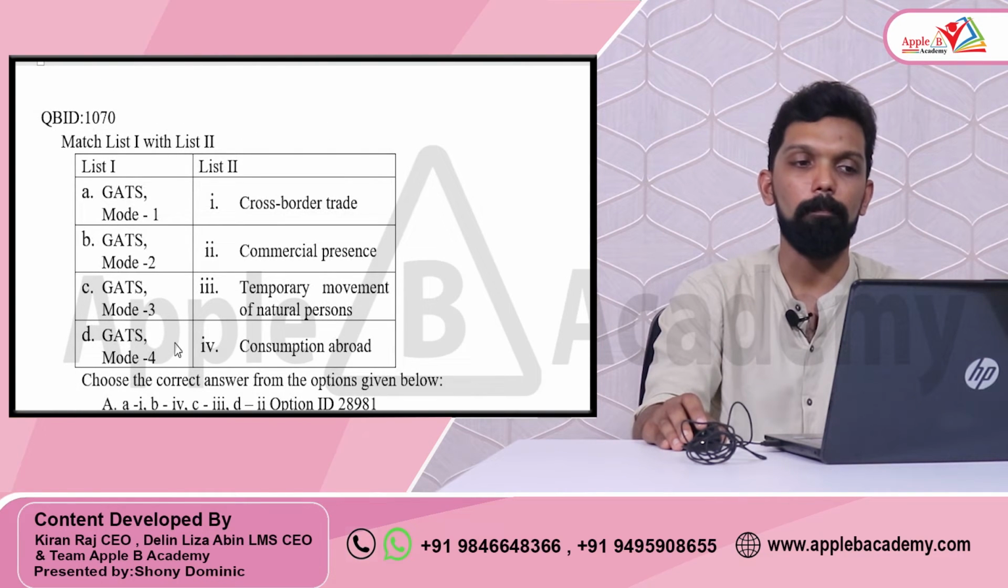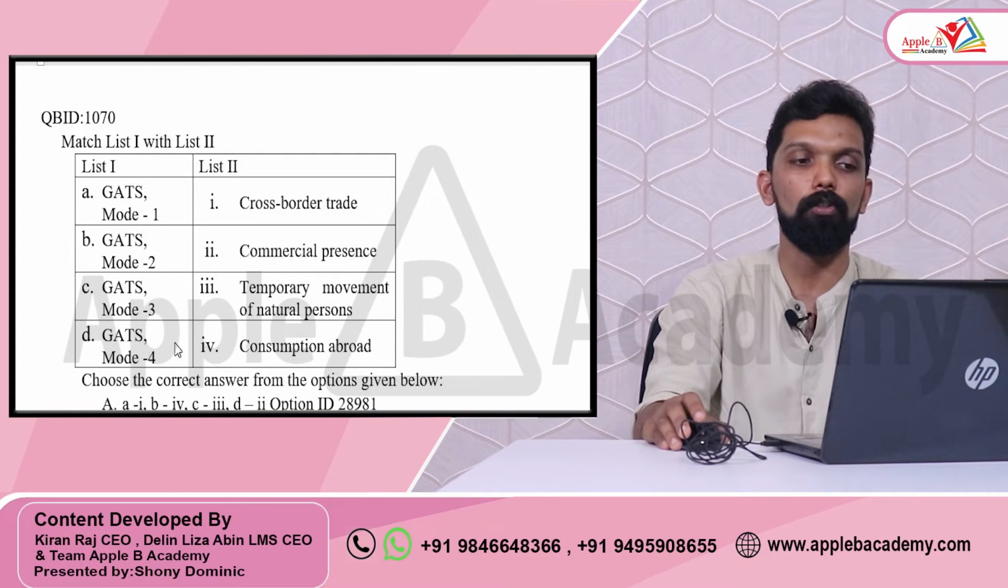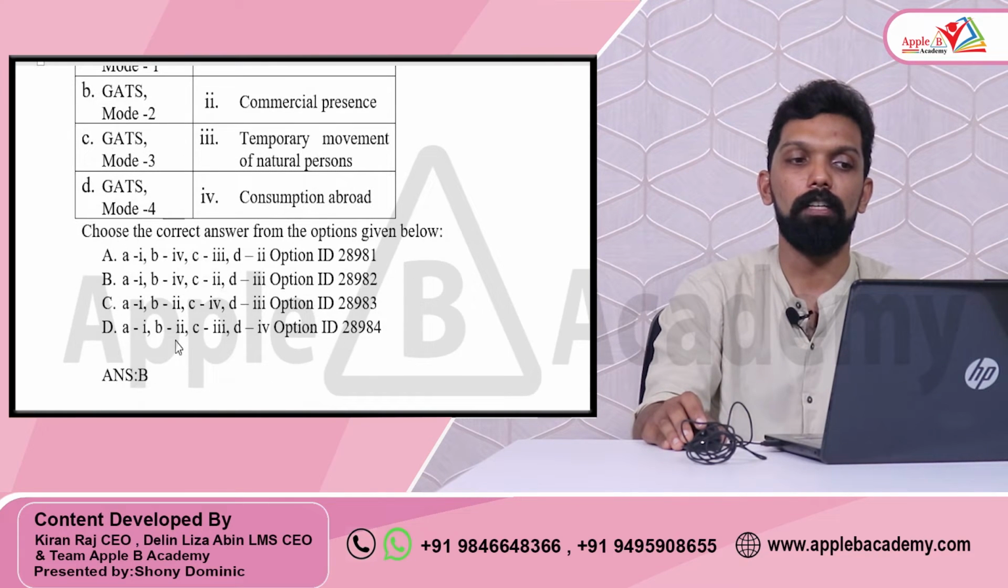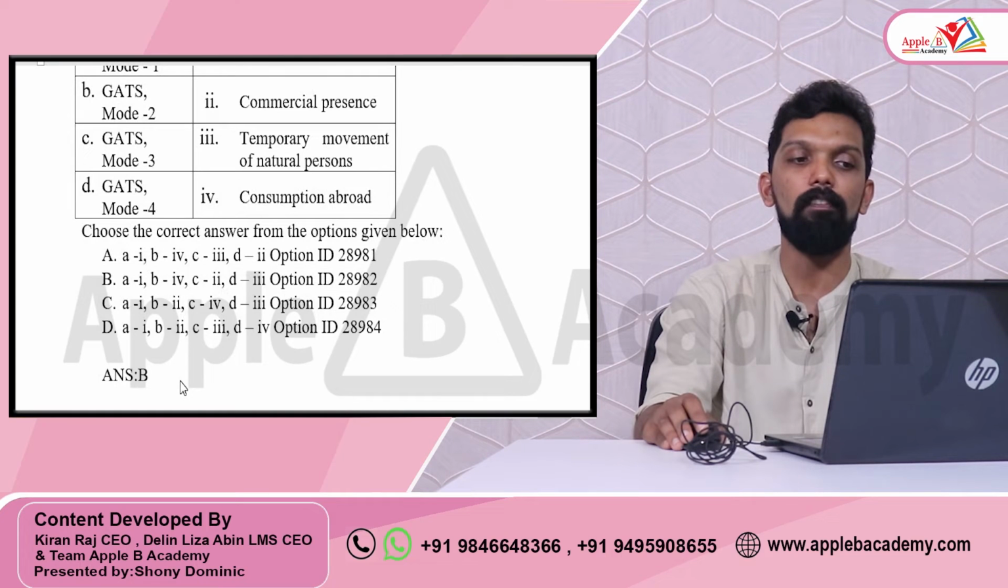So next we have a match the following. List 1 we have GATS mode 1, GATS mode 2, GATS mode 3 and GATS mode 4. In list 2, cross-border trade, commercial presence, temporary movement of natural persons, consumption abroad. So we have different combinations here. So the right combination is option B, which is A1, B4, C2 and D3.